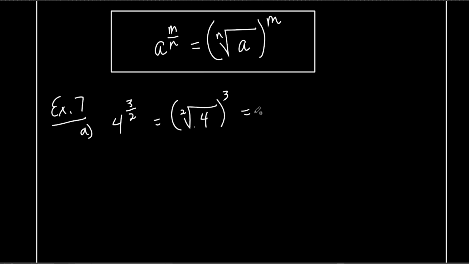Now, let's figure it out. We always do what's in parentheses first, right? So this is just the square root of 4. What's the square root of 4? It's just 2. Now, what are we doing to that 2? You're cubing it. That's right. You could put that in parentheses, but you don't really need it in parentheses in this situation. So what's 2 cubed? It's 8. So 4 to the 3 halves power is the same as 8. We good? Questions?